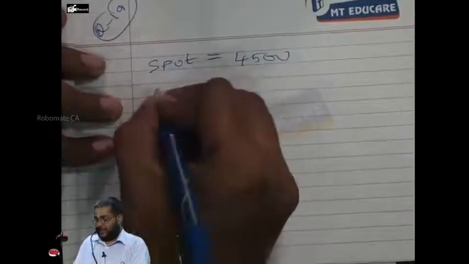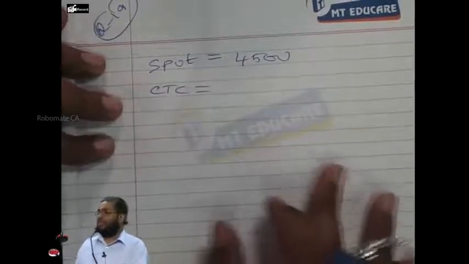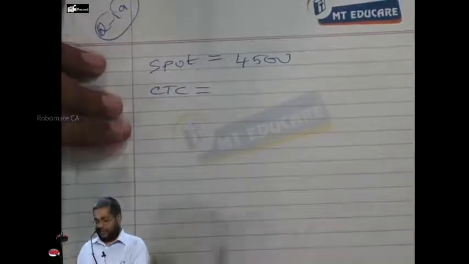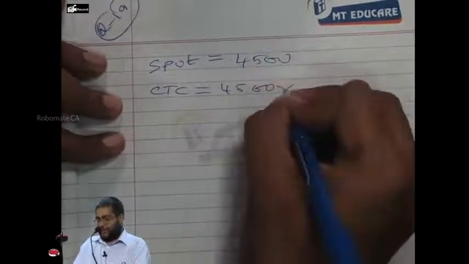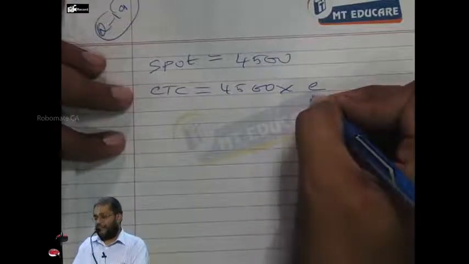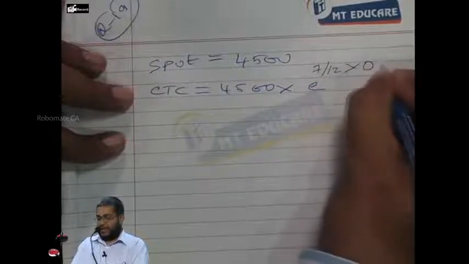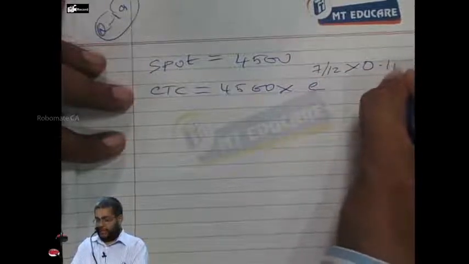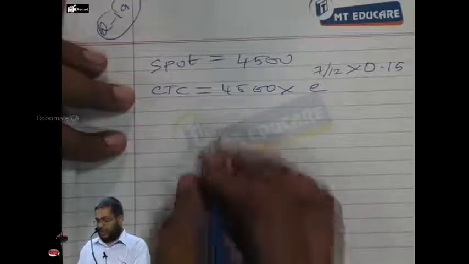Now, cost to carry. Can I use continuous compounding or not? What is the cost to carry? 4,500 into, this is for how many months futures? 7 months, into 7 divided by 12, into what the interest rate? 0.15. So 4,500 into e power 7 by 12 into 0.15.